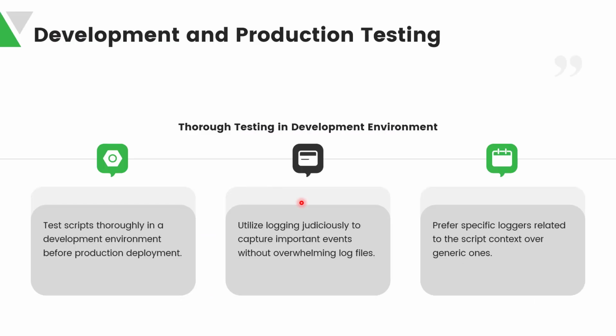Test and debug. Before deploying your code, try to test it and debug it through testing in a development environment, as we know, we have development, test, and production. Test scripts thoroughly in a development environment before production. Utilize logging to capture important events without overwhelming log files. Prefer specific loggers related to the script context over generic ones. Try to create a logger related to your script. So it's very important here.